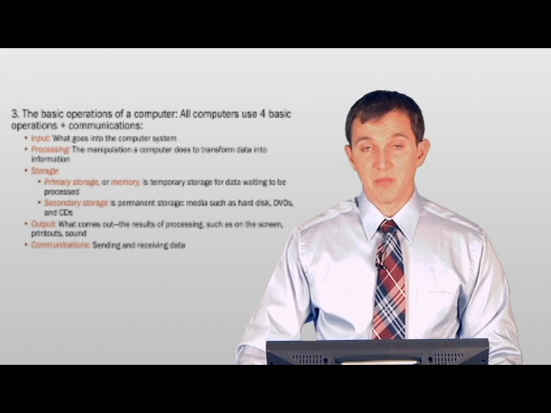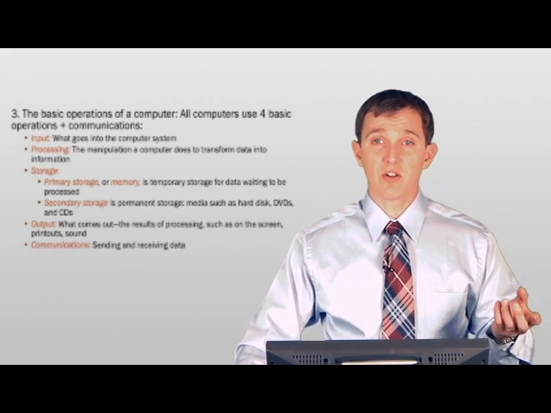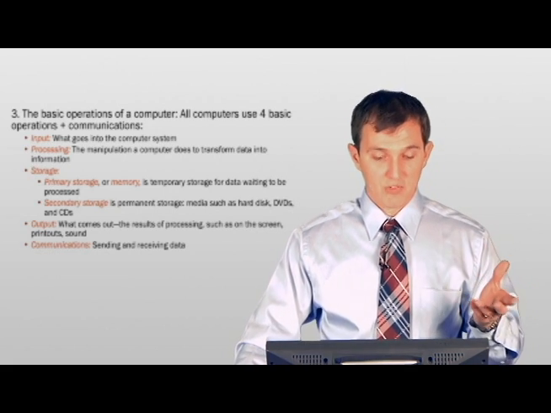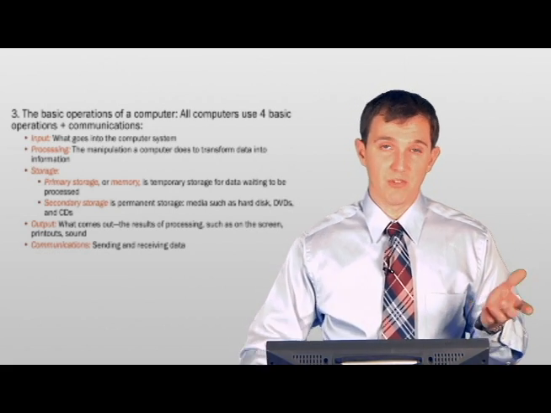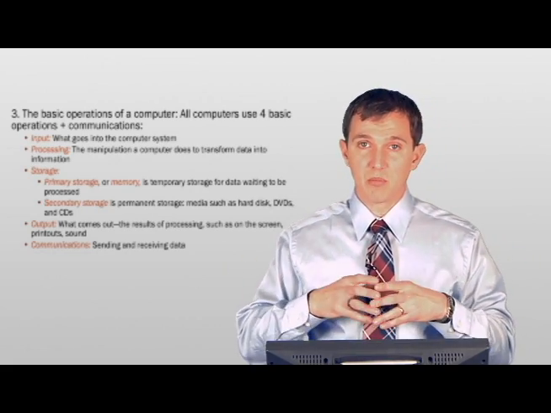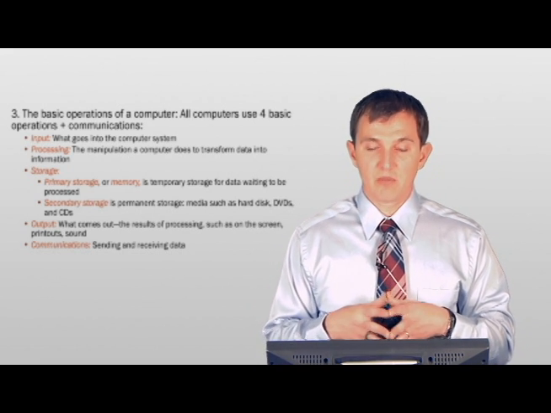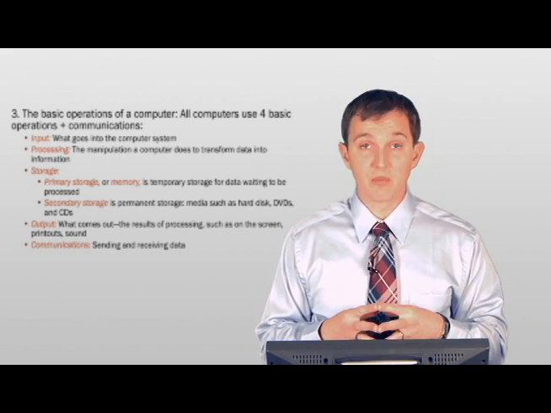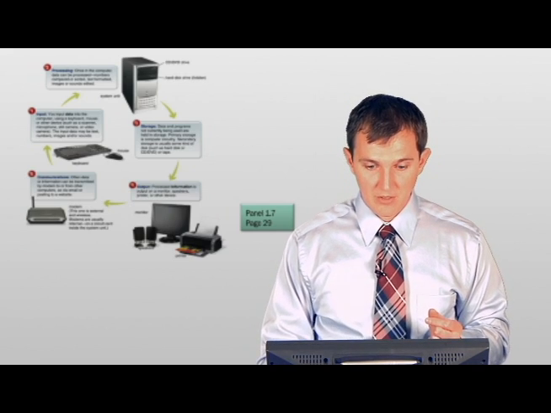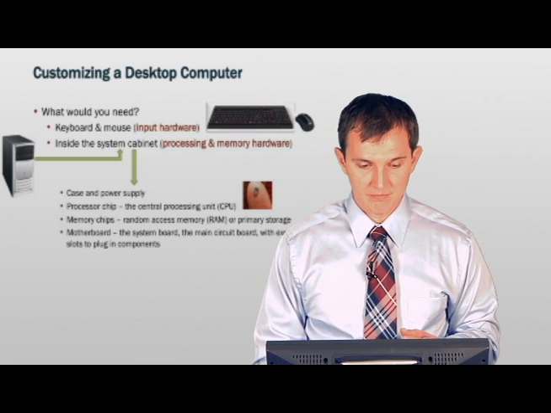And output is what comes out of that processing procedure. That could be information onto the monitor, that could be to a printer, something like that, and the results of processing. Maybe your completed document, your completed Photoshop file, whatever it may be. And then the communications are the parts that actually facilitate the sending and receiving of some of that data. Those are the basic operations of a computer, and here they are in visual form.